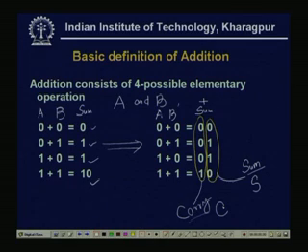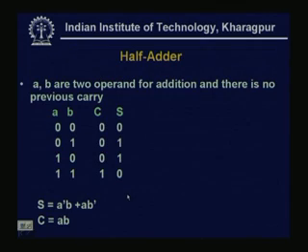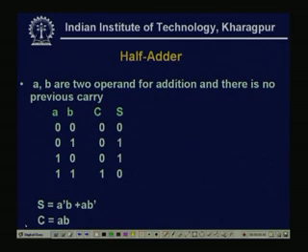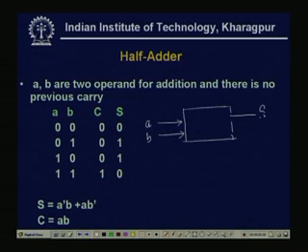So, given this problem of addition, how can we write my adder? I am considering a half adder, and the half adder we define as having 2 operands for addition and no previous carry, that means only 2 values are added and the operation is already defined. Here there are 2 operands A and B, which are the inputs, and 2 outputs, one is my sum and one is my carry. This is what I call a half adder, because I am not considering the previous carry bit.